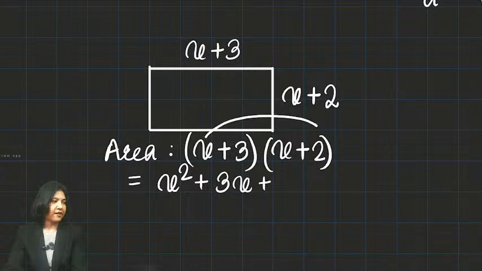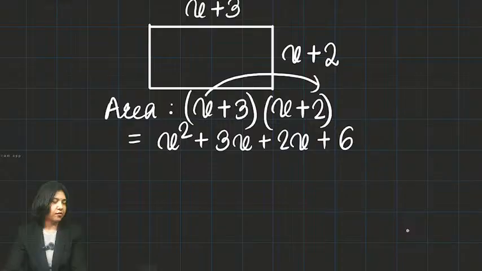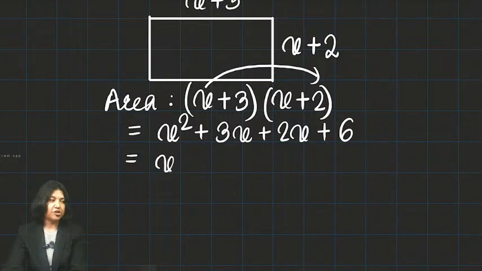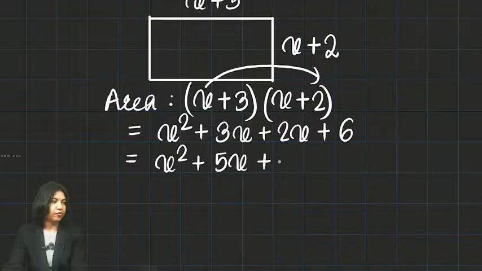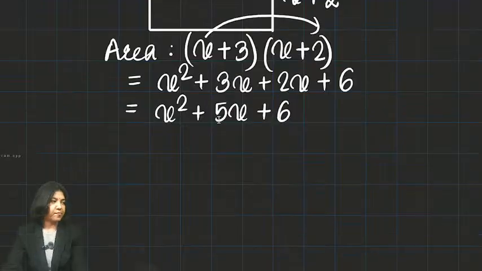Now this x will multiply the second term, 2, which gives you 2x. 3 times 2 is 6. So the expression we get here would be x squared plus 5x plus 6. That is how you got a quadratic. Now, what is the meaning of solving this quadratic?